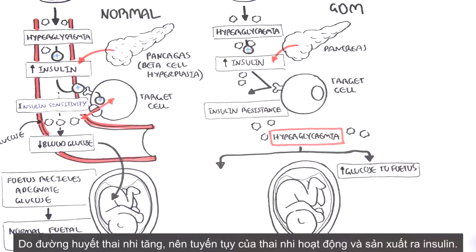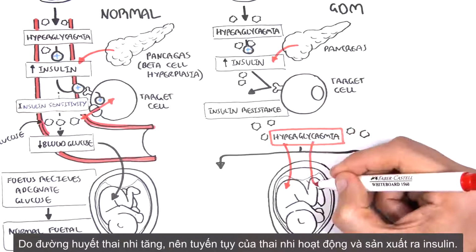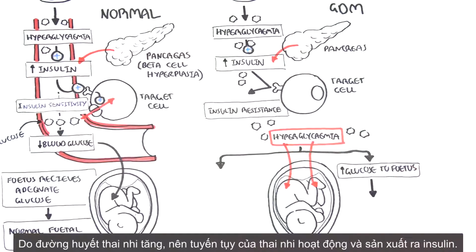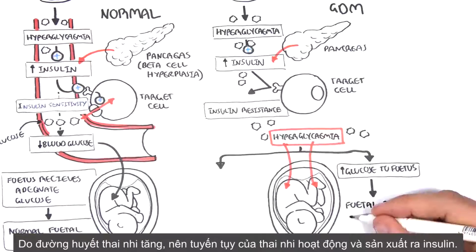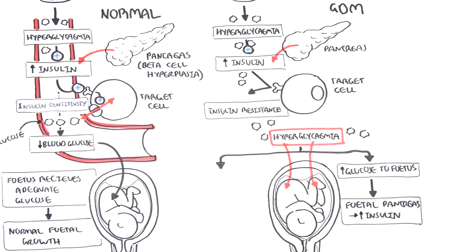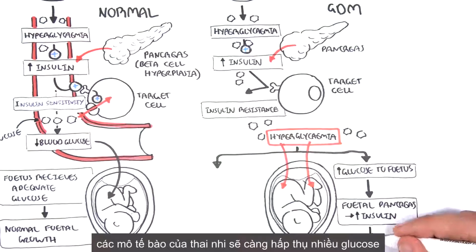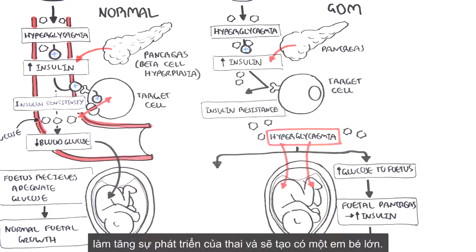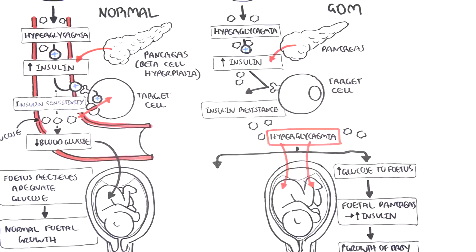Because of hyperglycemia in fetal circulation, the fetal pancreas thus will work by producing its own insulin. With more fetal insulin, the fetal tissue will take up more glucose that is available, and so there will be more growth of the fetus. The growth of the fetus increases and you get a big baby.